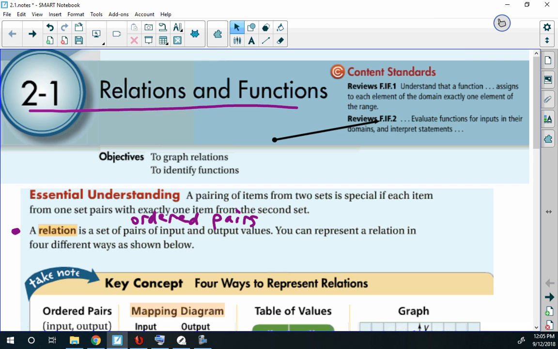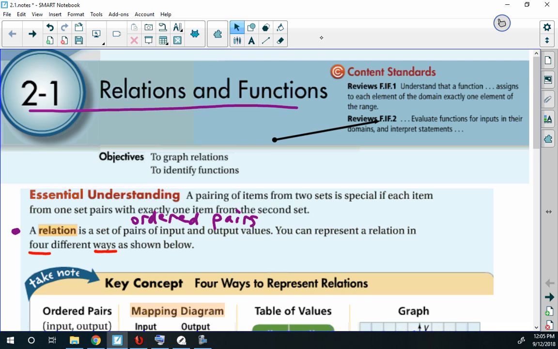Now the book says that it's a set of input and output values. That's true. And those inputs are x's and the outputs are y's, but a set of ordered pairs, that's all we need. Now the next sentence after that definition, you need to be aware that there are four ways to represent one of these things, and you're responsible to know all four. On the quiz that you're going to take the day after tomorrow, you'll have to do that.